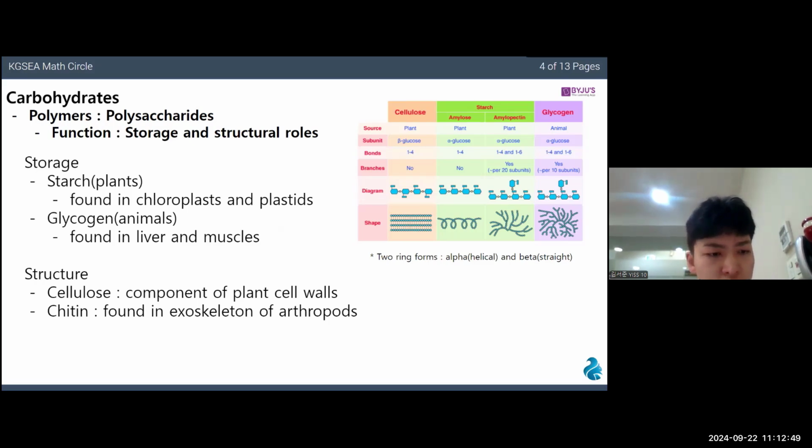For the structural role, there's cellulose, which is a component of plant cell walls, and chitin, which is found in the exoskeleton of arthropods. One feature of these polysaccharides is that there are 2 ring forms called alpha, which is helical, and beta, which is straight. As you can see in the table above, cellulose is a beta glucose, which is why it's straight. Amylose, amylopectin, and glycogen are all alpha glucose.